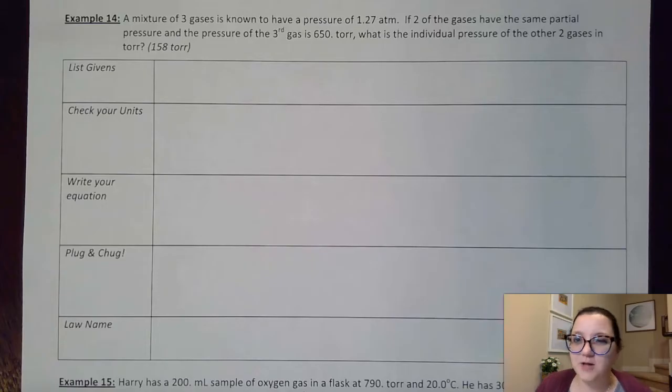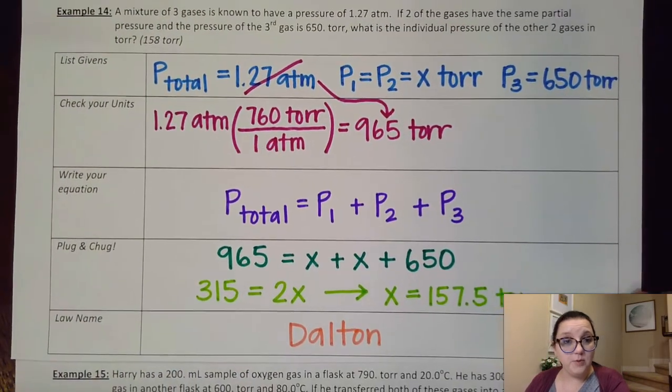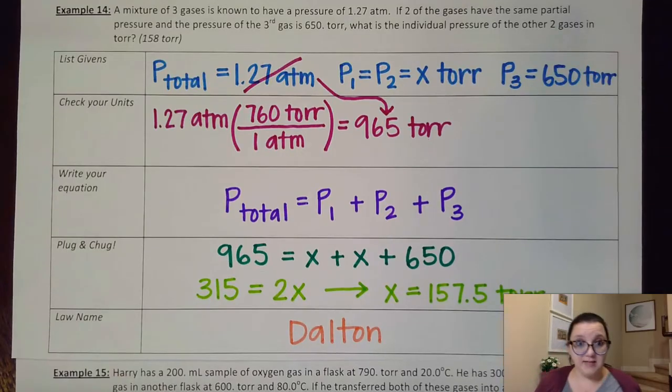All right, did you pause it? Did you try it out? Sure hope you did. All right, let's see what we had here. So first thing I did is in the dark blue color, I went ahead and wrote my data down. Told me that the P total was 1.27 atmosphere. P1 and P2, I don't know. So I put that those would be X number of torrs. So you'll see here in just a minute, I filled in X for those pressures. The third pressure is 650 torr.